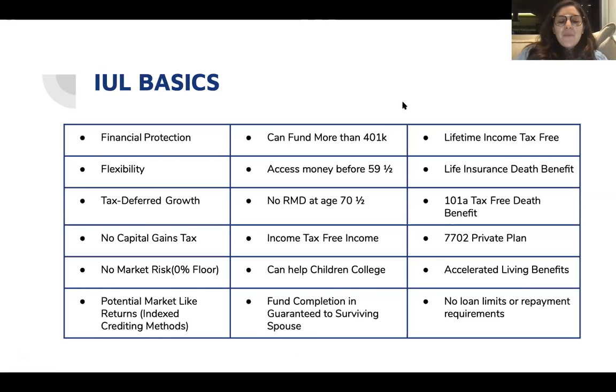So what happens with an IUL? Remember, we said that it's a cash value policy and it allows you to get lifetime income, right? With no tax. Because it offers you a financial protection. It gives you flexibility. It's tax deferred growth. Yes, the growth, it's tax deferred. There's no capital gains tax on the policy.